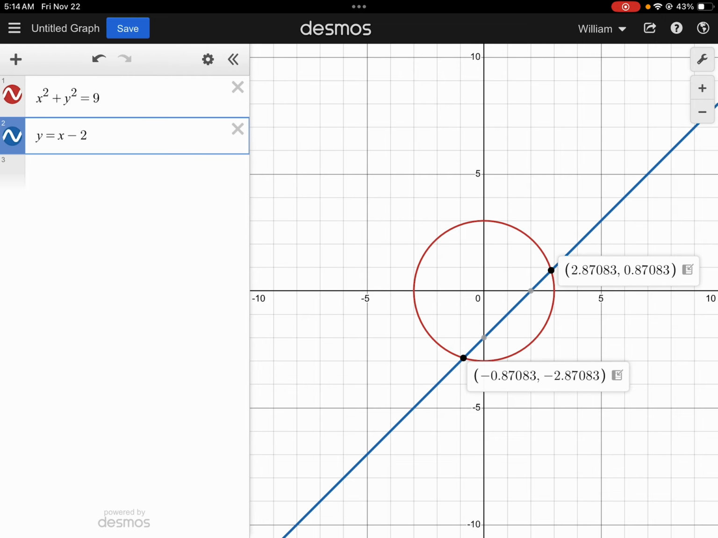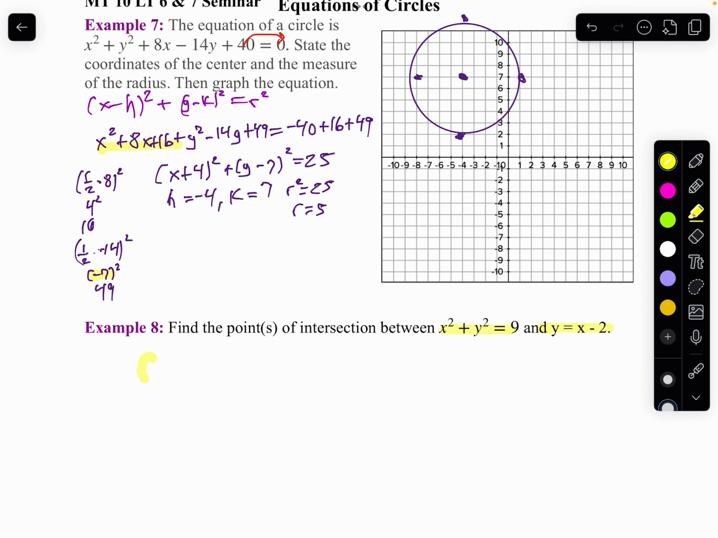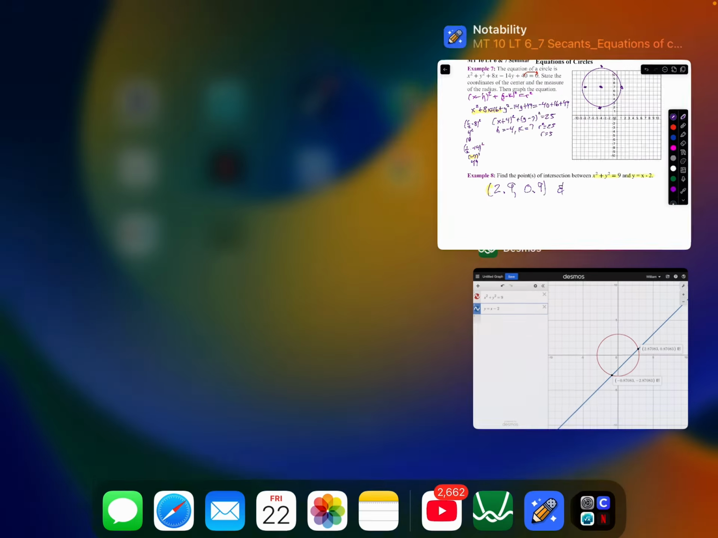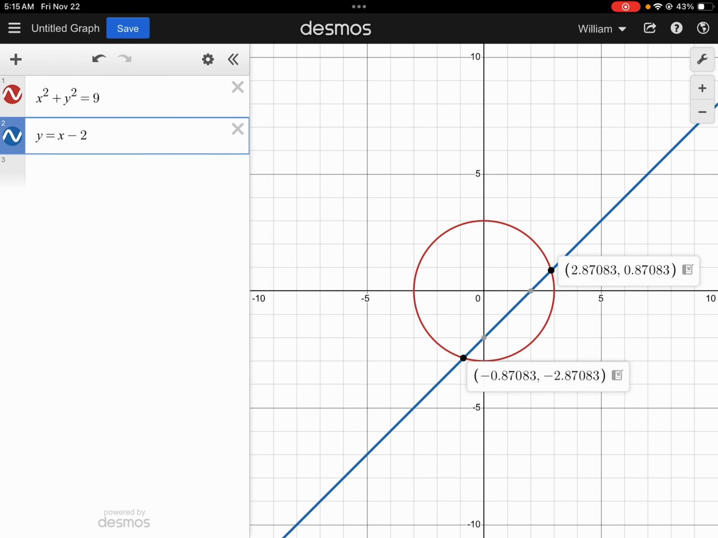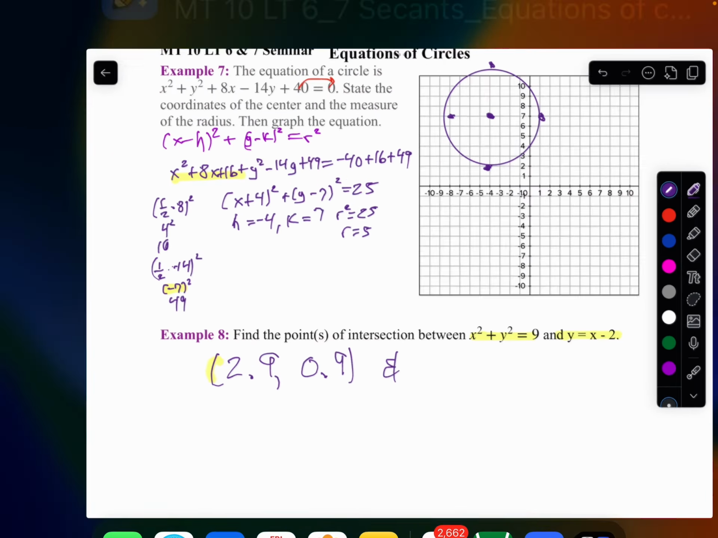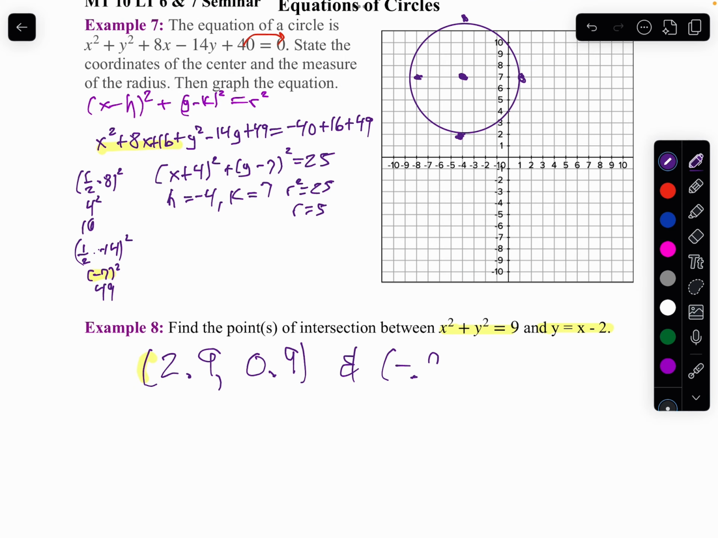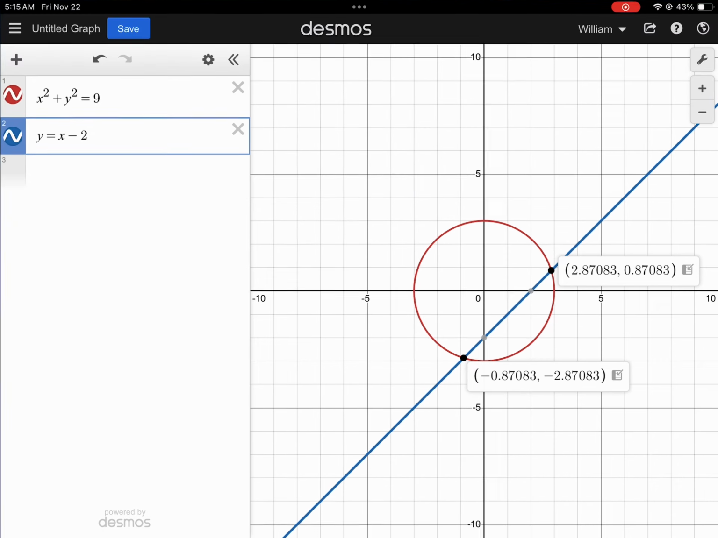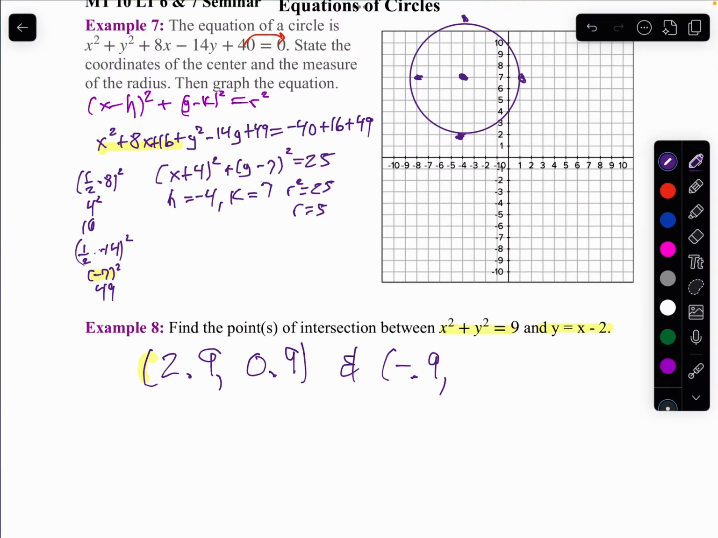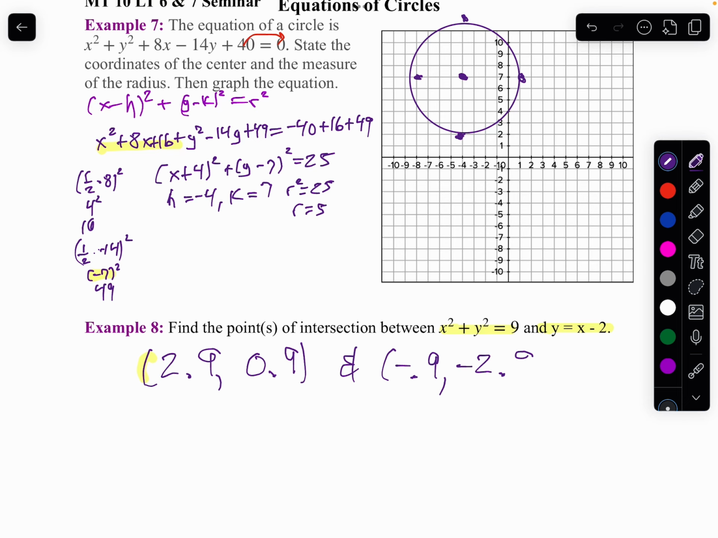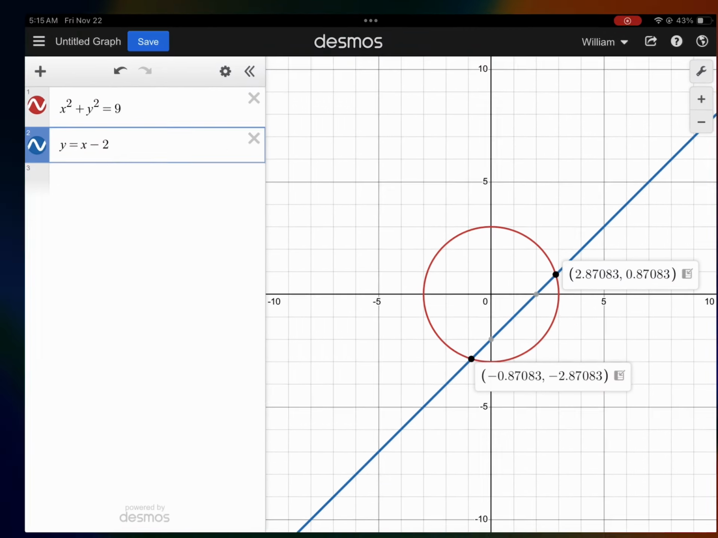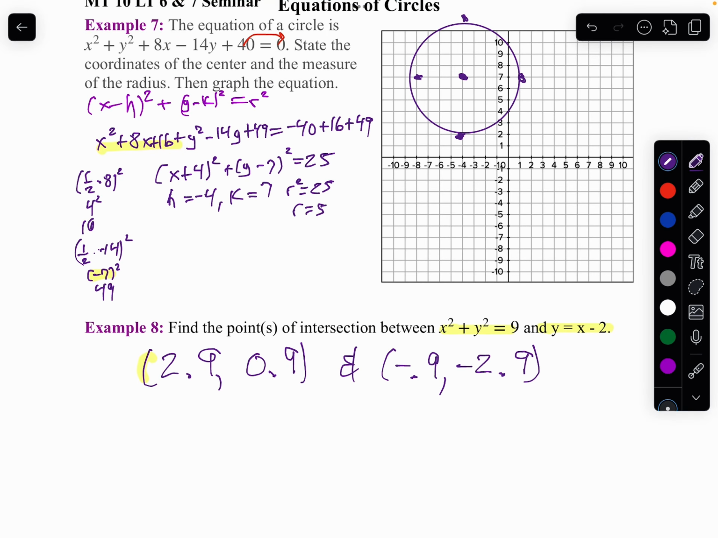So 2.9 and 0.9 is one intersection point. And the other intersection point, because it's a squared, you might have 2, or you might have none, or you might have 1 if it's tangent. Negative 0.9 and negative 2.9. And there's your answer. Ooh, back and forth quite a bit there.